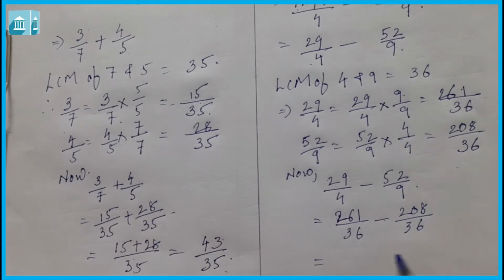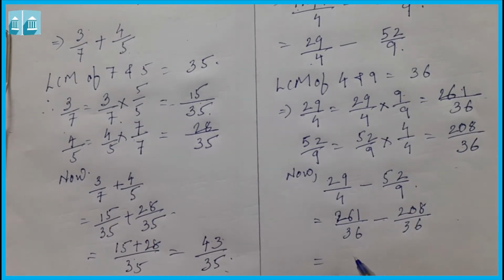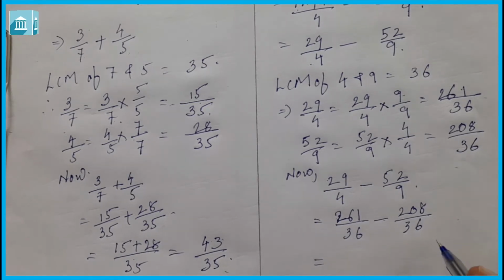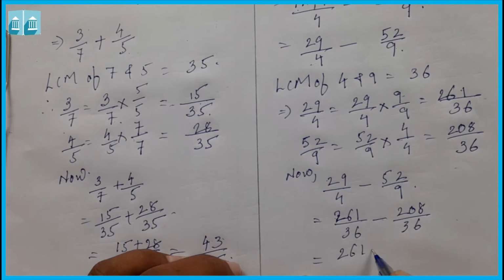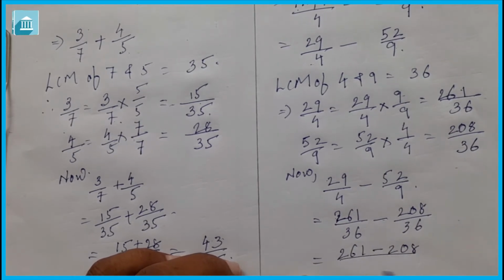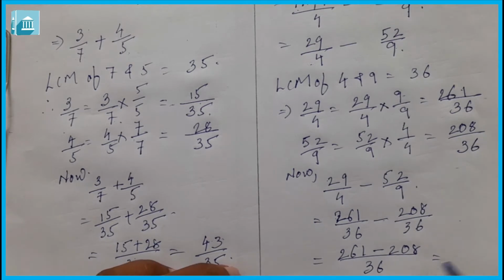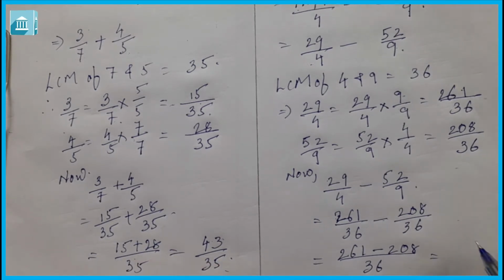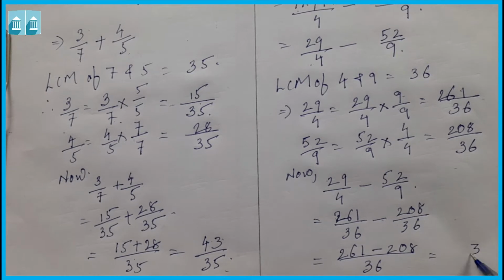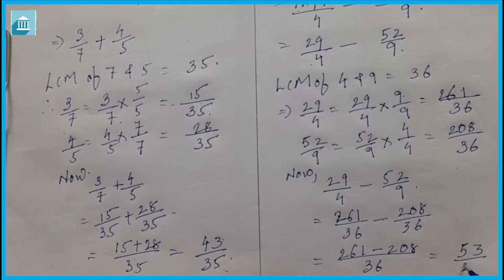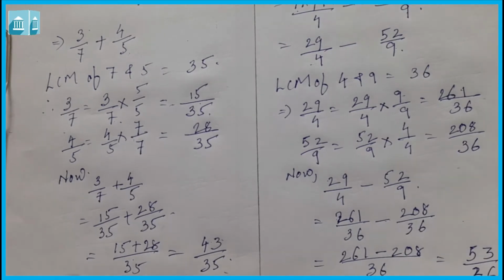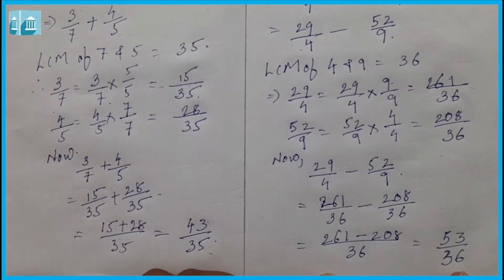261 minus 208 upon 36. So 261 minus 208 is equal to 53, so 53 upon 36. So this will be the answer, 53 upon 36.